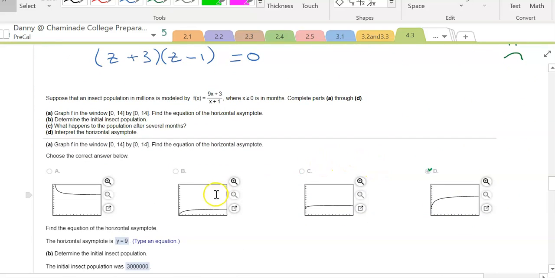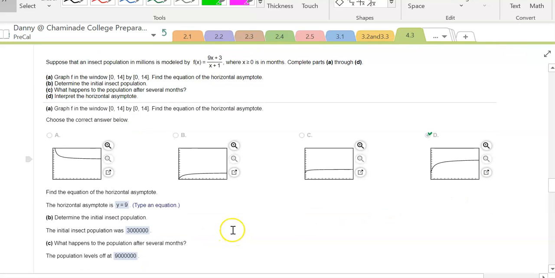And then our last one, we're analyzing this graph here. We're looking at insect population. And so we see that we have the same exponents on top and bottom. So that means in order to look at a horizontal asymptote, we just simply divide the coefficients of those terms. And so 9 divided by 1 is 9. So that's where this y equal to 9 comes. All right, so it's going to top off. There's only going to be so many insects.